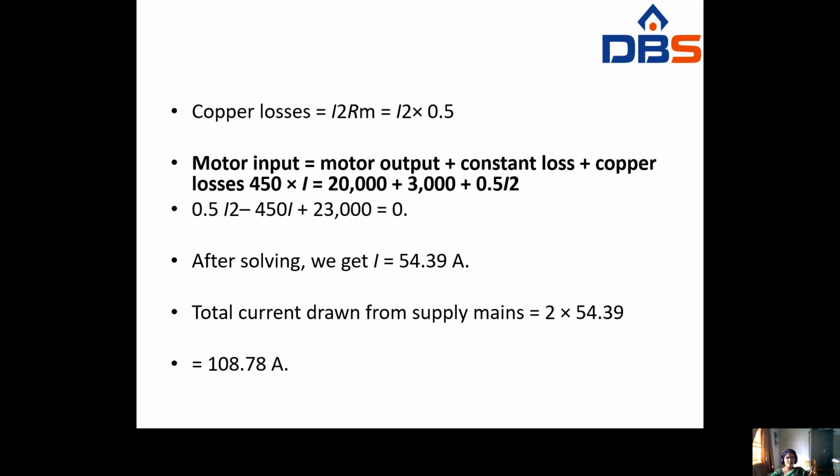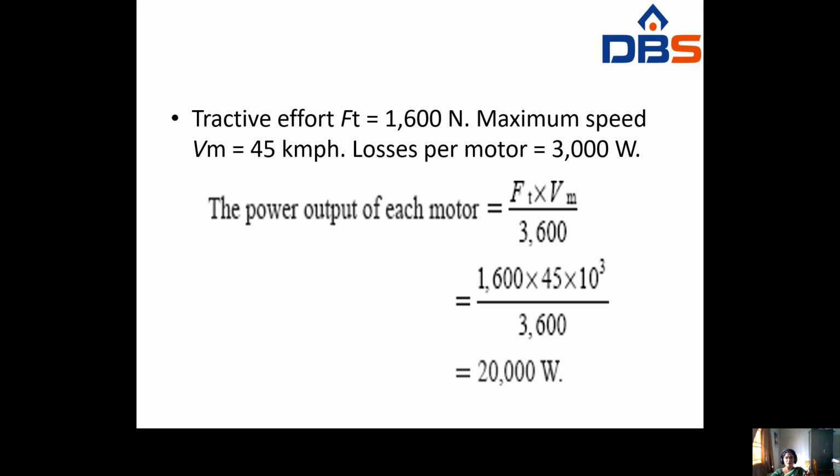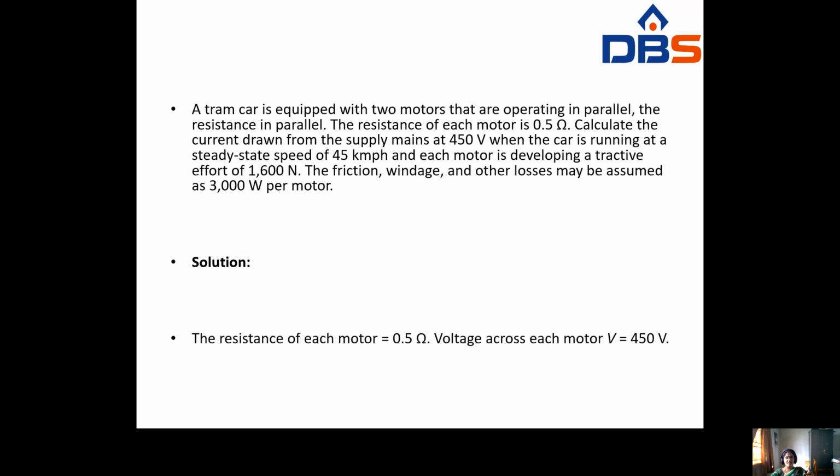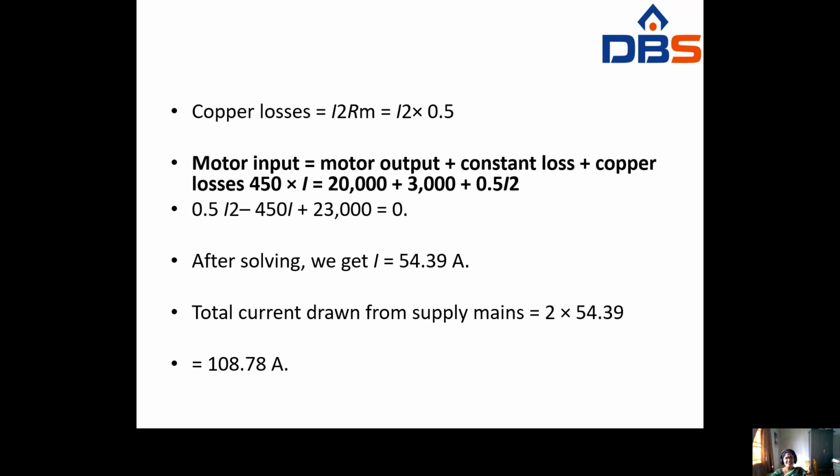Okay, so what is the motor input? VI, the voltage times current. That is equal to motor output. You can get the motor output value as 20,000 watts, 20,000 plus constant losses. In the problem it is given as 3,000 watts, 3,000 plus copper losses 0.5 I square. So at that time this equation becomes 0.5 I square minus 450 I plus 23,000 equal to 0. This becomes a quadratic equation.